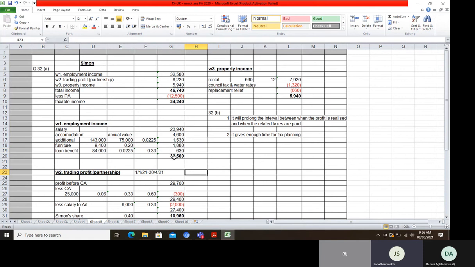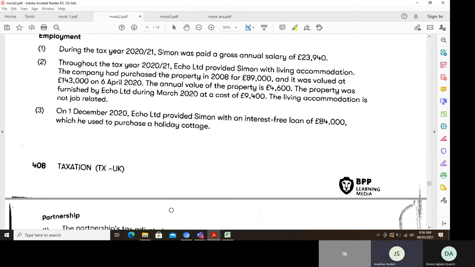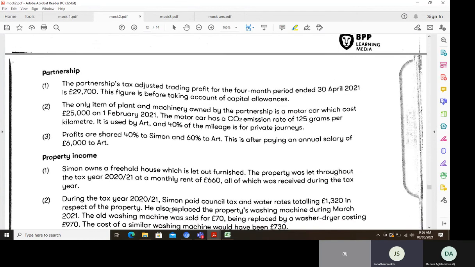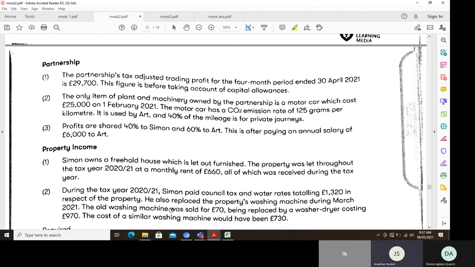So our employment income, we are getting so much from employment. So we look at the other category of income. The next component of income is from partnership. So partnership, that's a trading activity, that's like self-employment.